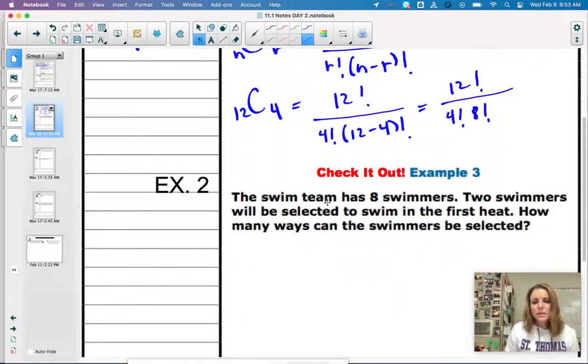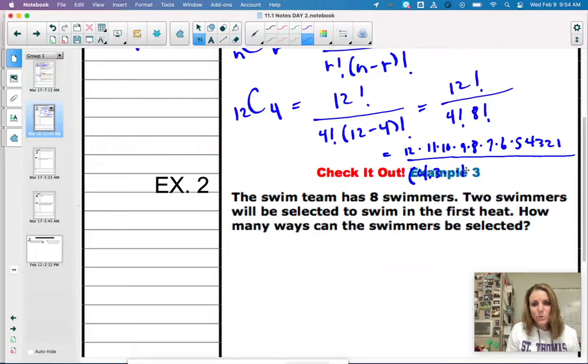Now let's write this out. So 12 factorial is going to be 12 times 11 times 10 times 9, 8, 7, 6, 5, 4, 3, 2, and 1, all over 4 factorial, which is 4, 3, 2, 1, and 8 factorial, which is 8, 7, 6, 5, 4, 3, 2, 1. As you can see, the 8, 7, 6, 5, 4, 3, 2, 1 is on the top and on the bottom. They're going to cancel.